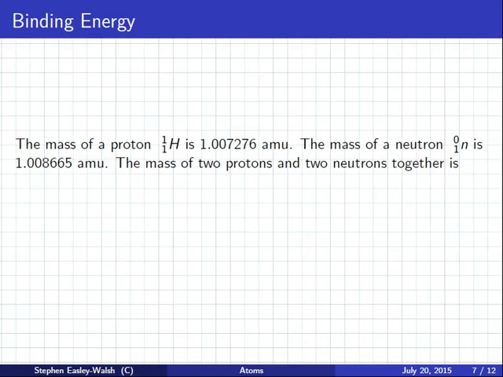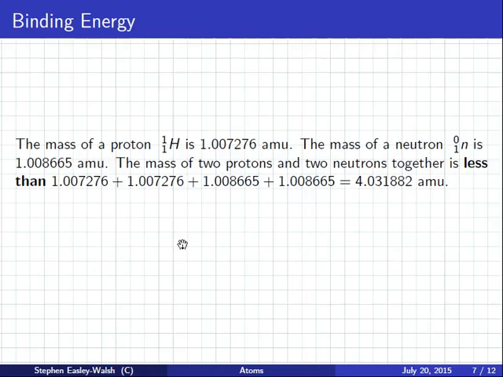Yeah. Now, when you add them up, you get 4.03181882. But you don't actually get this. When you actually look at two protons and two neutrons stuck together, you only get 4.002602. So there's a small difference. When you put your two protons and two neutrons together, the mass has decreased slightly. Not much, but you can see that it is less. The difference between 4.03 and 4.002.